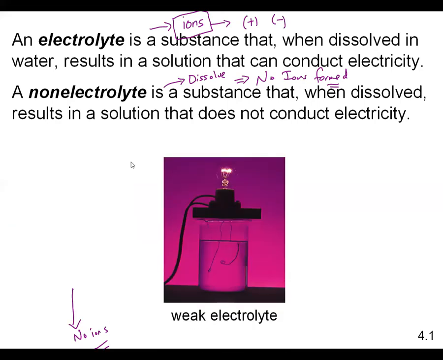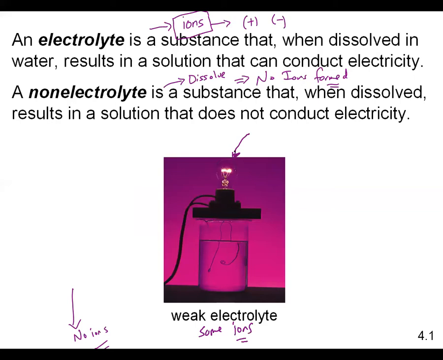Another type of electrolyte is a weak electrolyte. And a weak electrolyte, as we will talk about in just a second, does create some ions. So in this solution, although we don't have a lot of ions being created, there are still some ions being created. And because those ions are being created, it is able to conduct electricity, as we can see here with the light bulb.